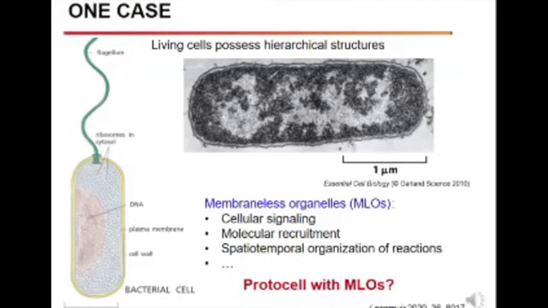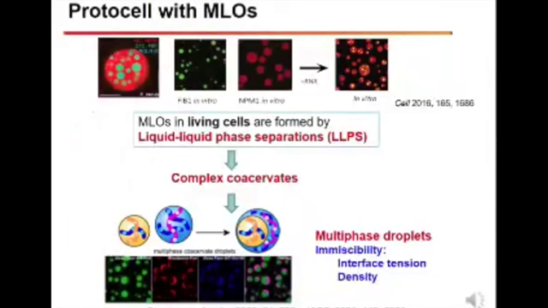So, this principle. It has been demonstrated that the membraneless organelles in living cells are formed by liquid-liquid phase separation. Now you can see it is a hot area in recent years. It happens that complex coacervates are also formed by liquid-liquid phase separation. They share the same physical principles. If you put different coacervates together, you control the immiscibility. It will automatically form a multi-phase droplet. Of course, to tune the immiscibility, the key is the interfacial tension and the density.